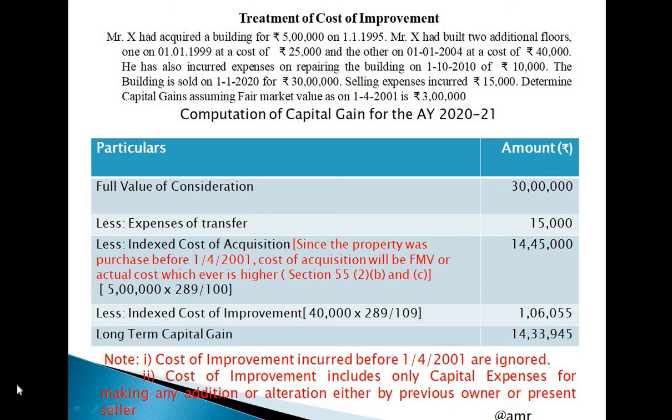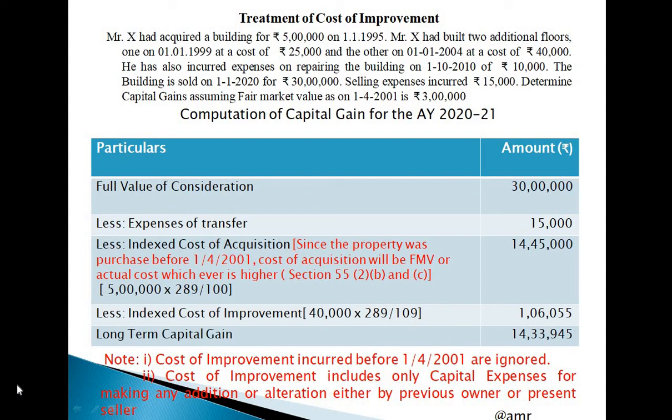Before doing the indexation, let us see what the cost of acquisition is in this case. You have to remember that this building has been acquired on 1/1/1995. According to section 55(2)(b) of the Income Tax Act, if any property was purchased or acquired before 1/4/2001, then the cost of acquisition will be the fair market value or the actual cost, whichever is higher. In this case the building was acquired before 1/4/2001. The actual cost here is rupees 5 lakhs and the fair market value is rupees 3 lakhs. The actual cost is higher, so we'll take the cost of acquisition as rupees 5 lakhs.